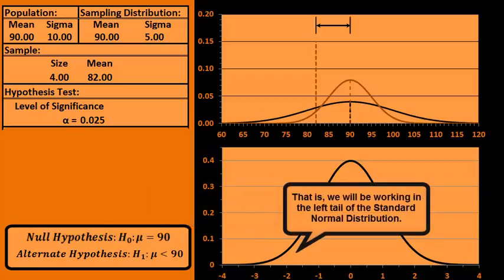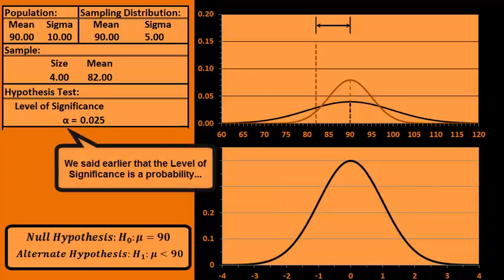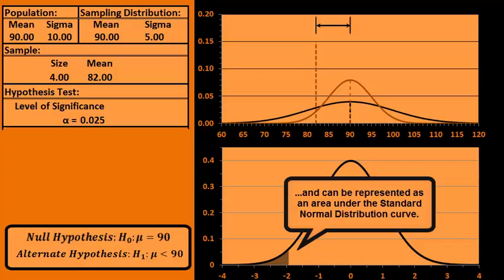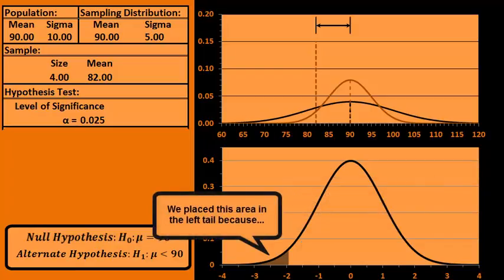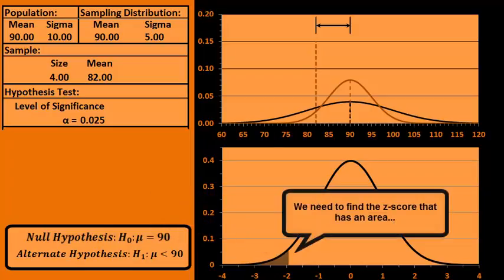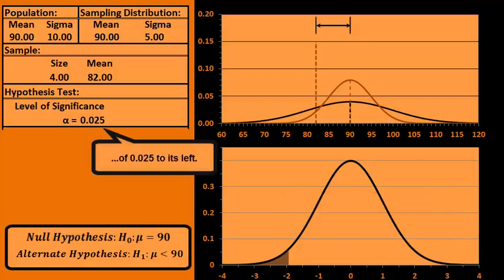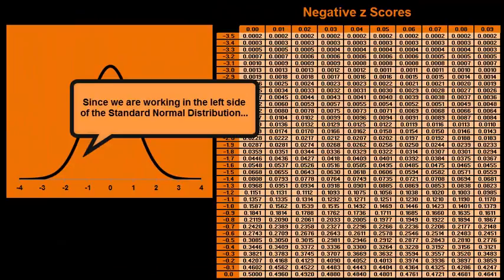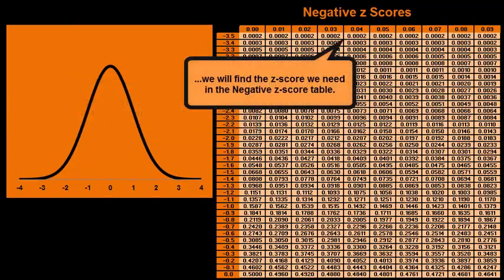That is, we will be working in the left tail of the standard normal distribution. We said earlier that the level of significance is a probability and can be represented as an area under the standard normal distribution curve. We place this area in the left tail because we are doing a left tail test. We need to find the z-score that has an area of 0.025 to its left. Since we are working in the left side of the standard normal distribution, we will find the z-score we need in the negative z-score table.